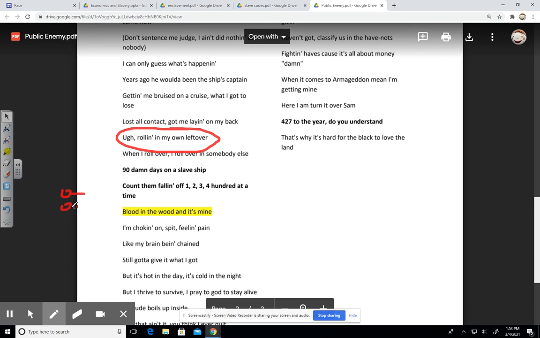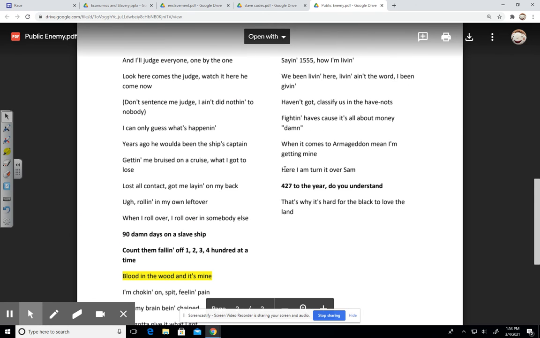You have people packed in that slave ship in that area for 3 months, and when he rolls over, he's rolling in his own leftover. So that's looking at defecation, and that's what the reference is there. When he rolls over in somebody else. So that's that reference to tight packing.